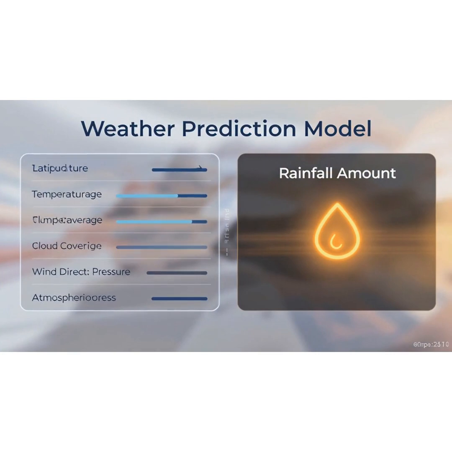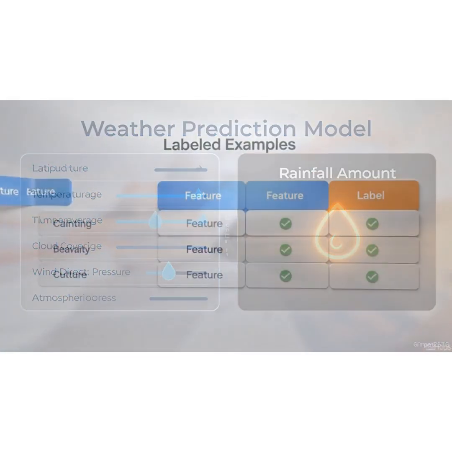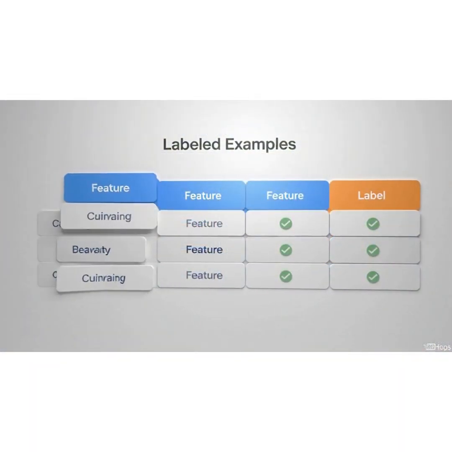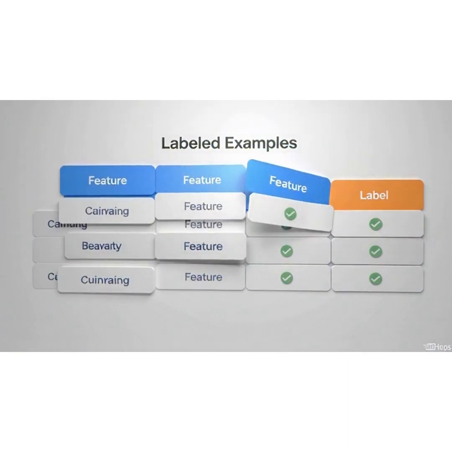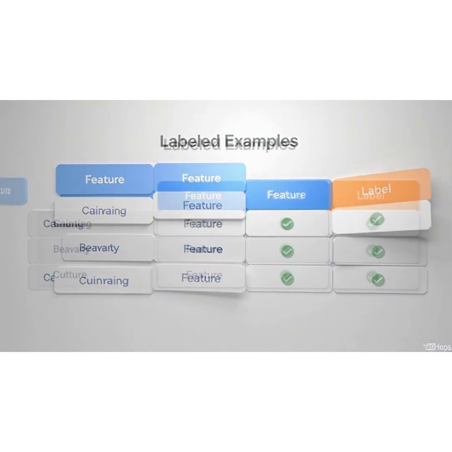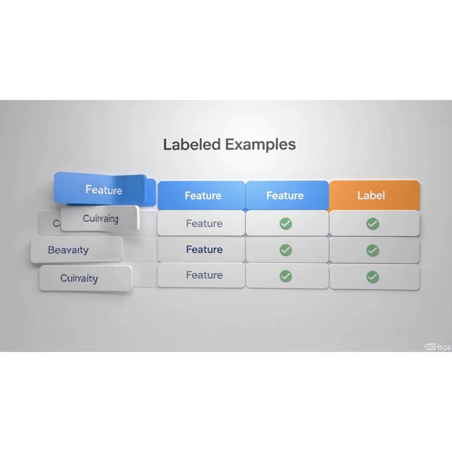In a weather model, the features could be latitude, longitude, temperature, humidity, cloud coverage, wind direction, and atmospheric pressure, while the label would be rainfall amount. In contrast, unlabeled examples contain features but no label. Once a model is trained, it predicts the label from the features alone.